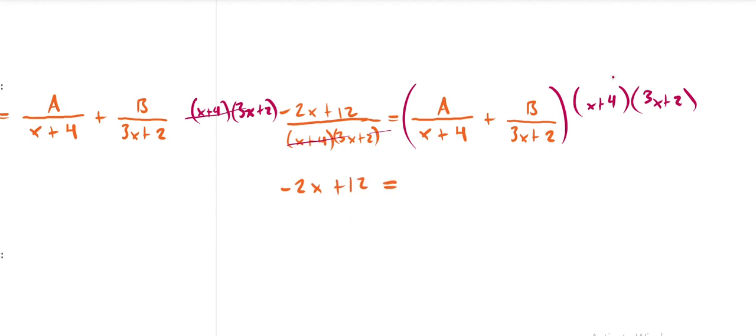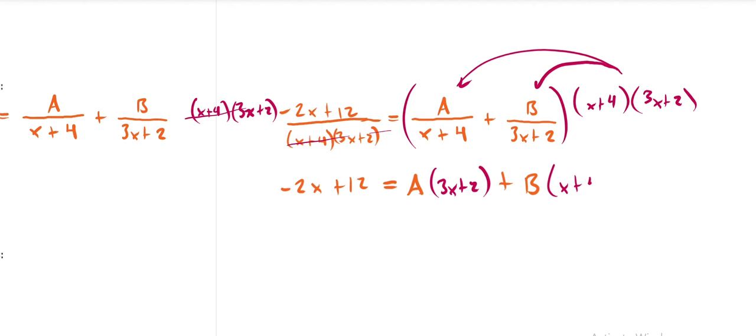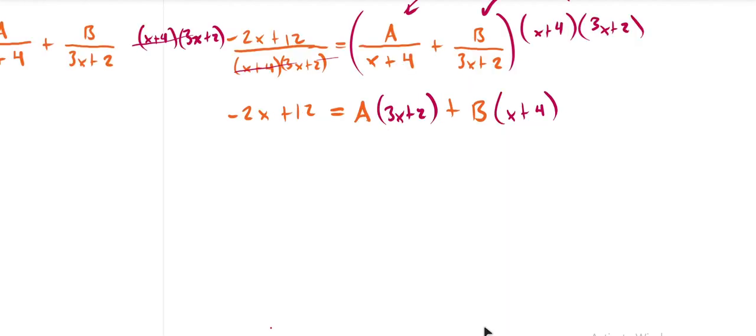On the other side, however, we're going to distribute this to both terms, and we're not going to have complete cancellation when we do. In one of these, only the x plus 4 terms are going to cancel. So 3x plus 2 remains, and it remains attached to that a. And likewise, the b, when we multiply this in, the 3x plus 2 will cancel, but x plus 4 is going to remain. So from here, there are two ways that we could proceed.